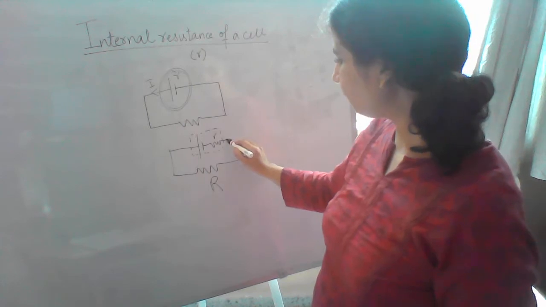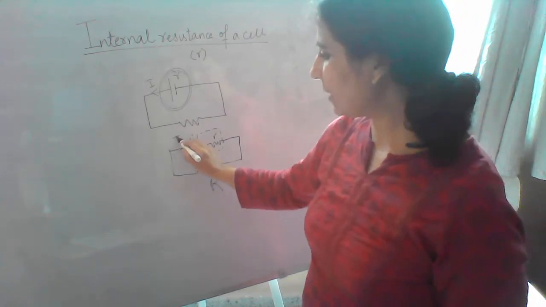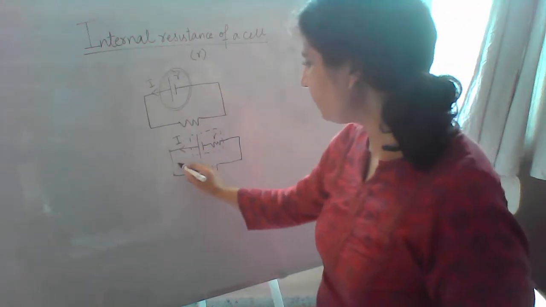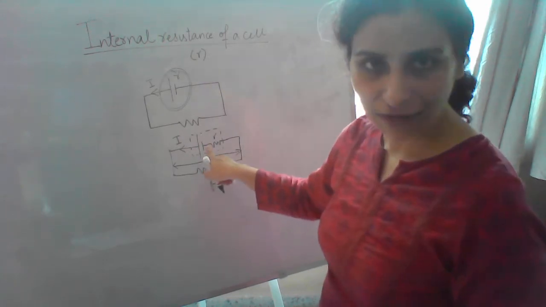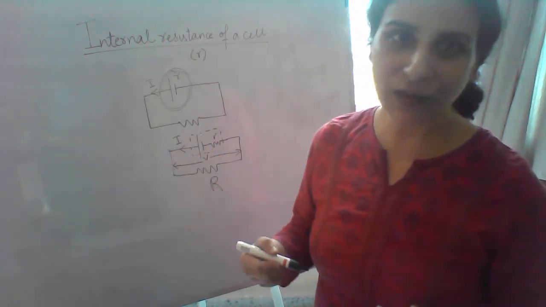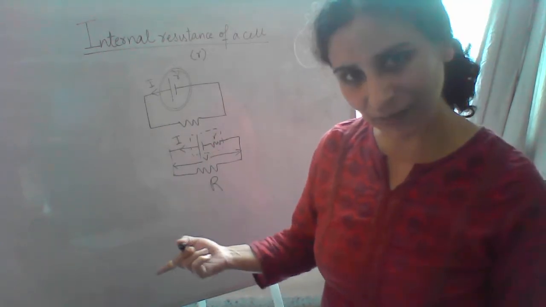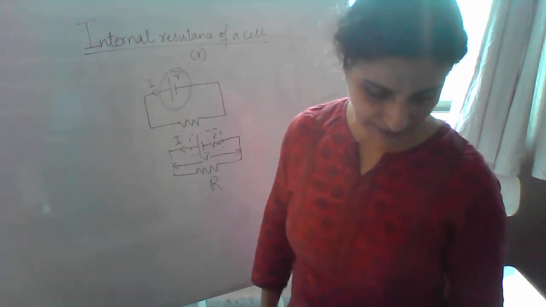So this is my circuit. Now this is my current I flowing through it, and this is the voltage across the cell. The voltage across the cell outside is always V. When it is not attached to the circuit, it is the EMF of the cell. So this is basically the voltage across the cell.